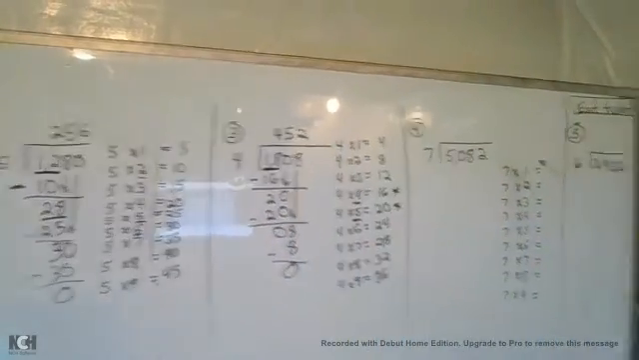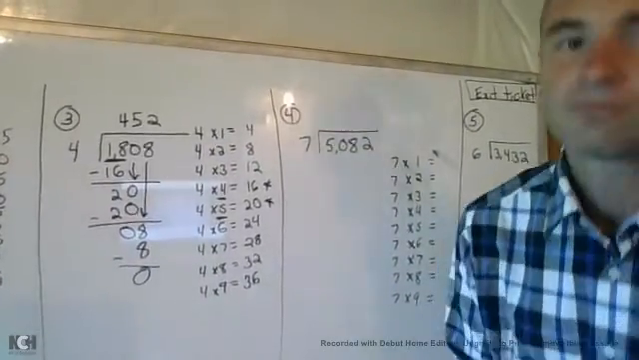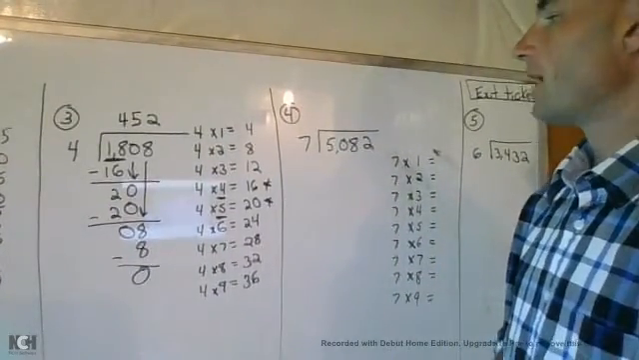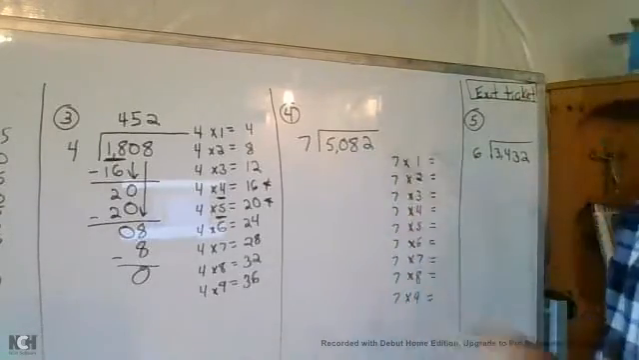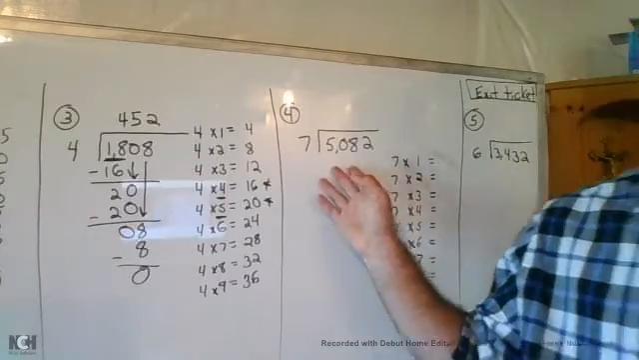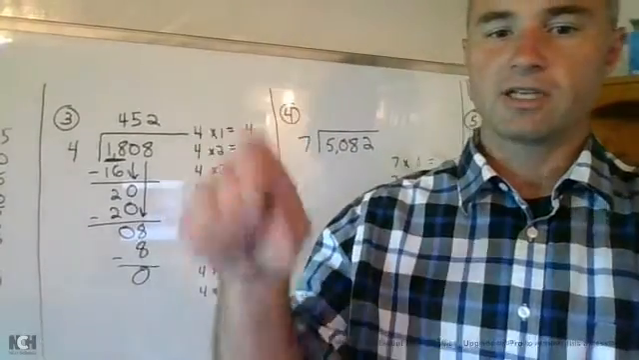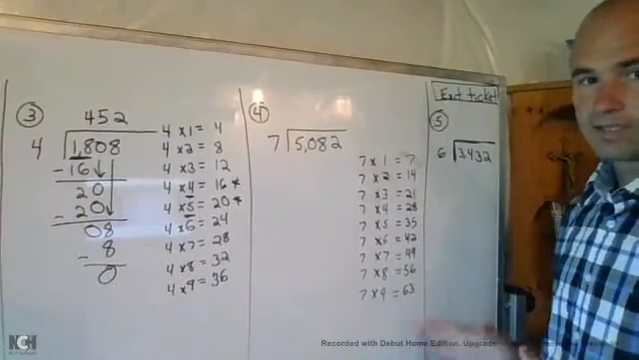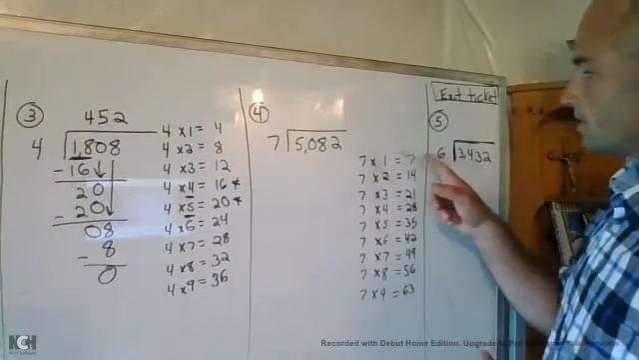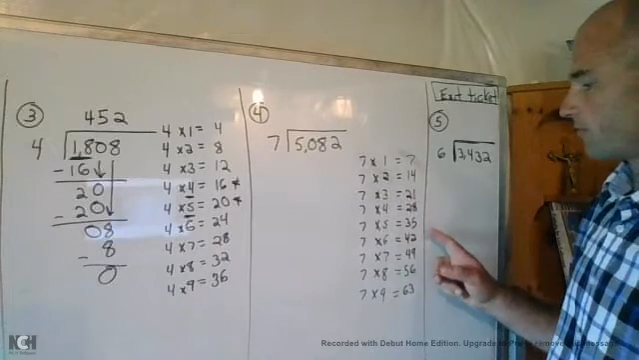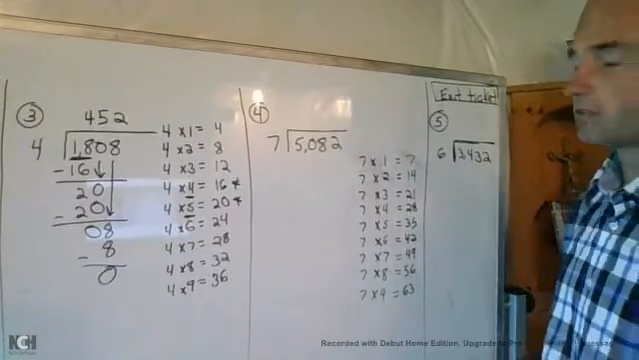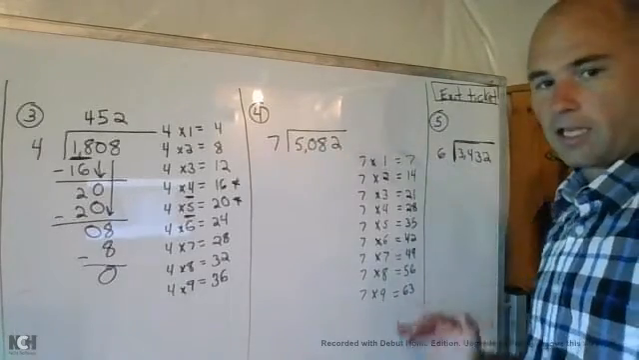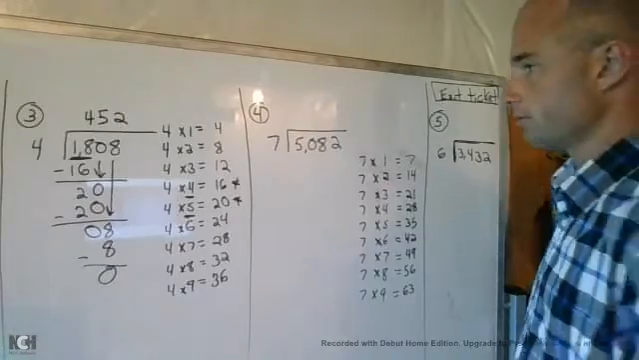Last problem for the week, right? 5,082 divided by 7. Write your 7 times tables and solve. Go ahead and hit that pause button now, please. I've written my 7 times tables. 7, 14, 21, 28, 35, 42, 49, 56, and 63 are all the multiples of 7. And I keep going on and on, but I don't need to.